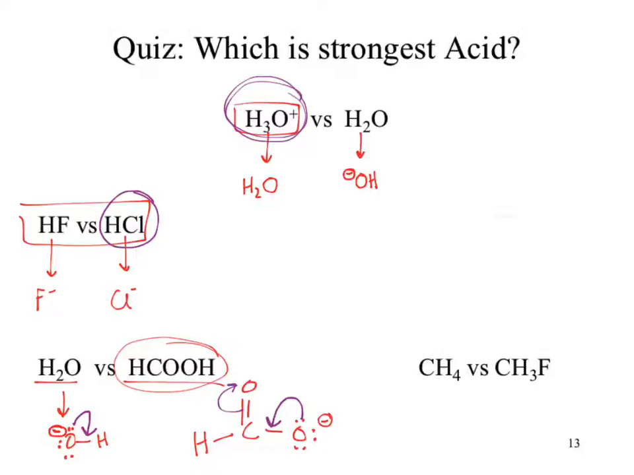CH4 versus CH3F. Right. Again, structure could come in handy. If we remove one of those hydrogens, we become negative. And one of the reasons why I picked this one is, do you like that structure? No. Why not? Why does it not look right? Can carbon be negatively charged? No. It doesn't like to. Yeah, why does it not like to? It's not very electronegative. It can't stabilize the negative charge well.